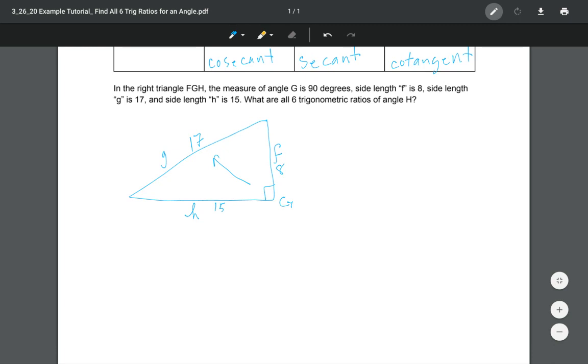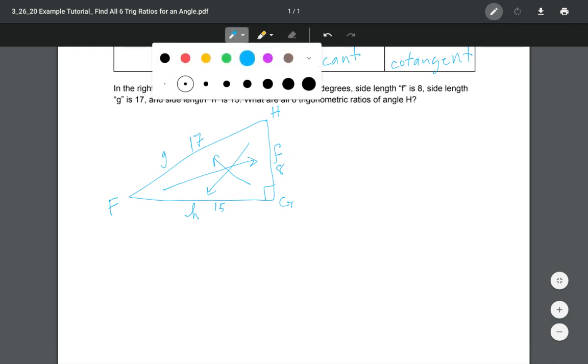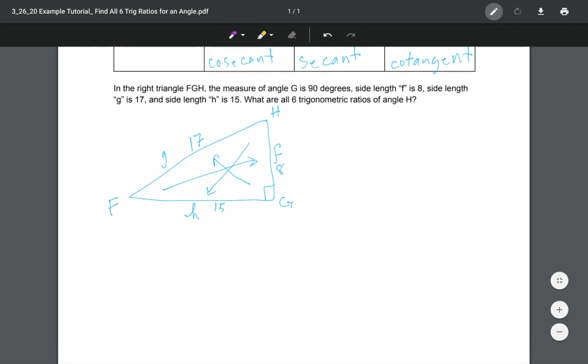What else do I know? Well, if this is side H, that would mean that across from side H would have to be angle H, and across from side F would have to be my angle F. So I'm always using capital letters to represent my angles and lowercase letters to represent my sides. All right, so we need to find all 6 trigonometric ratios for the angle H. So I'm going to go ahead and change colors here because I want to keep this straight. So now we're using angle H. That's going to be our reference angle. So we start from the beginning.